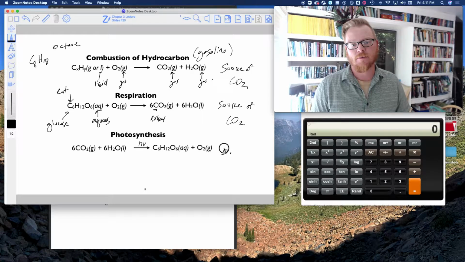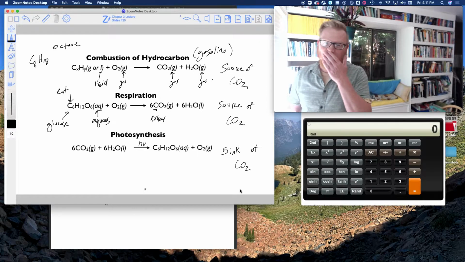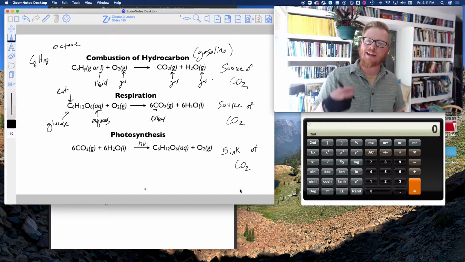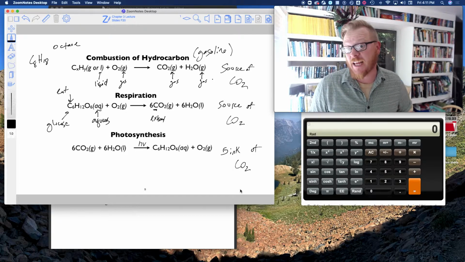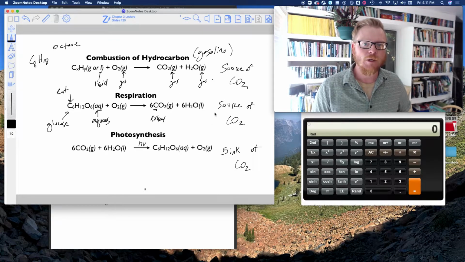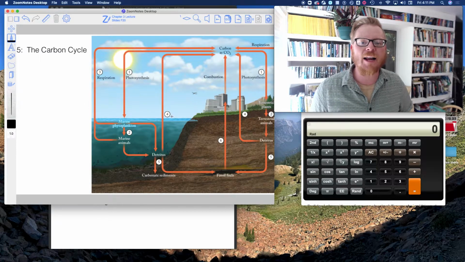Photosynthesis is a sink of CO2. So while all of the mouth breathers like me are pushing out a bunch of CO2, the plants are taking it in and converting it into sugar and energy, all right? So this is kind of an oversimplified view of the carbon cycle.